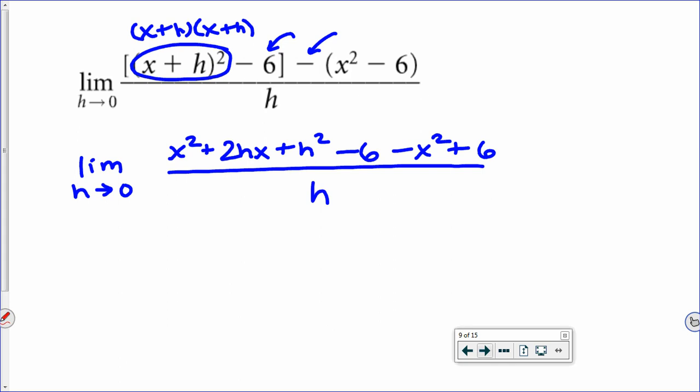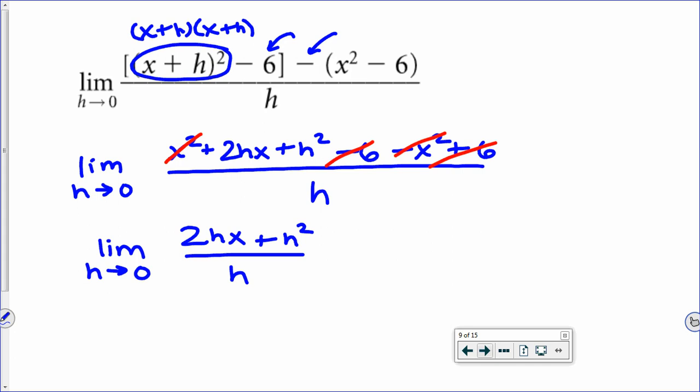But now you can see what's going to happen. This x squared and this minus x squared cancel out. This minus 6 and this positive 6 cancel out. And so my numerator, and I haven't done the limit yet, I have not made h become 0, so I'm going to keep writing that, is 2hx plus h squared over h. And I can try to simplify this because they're both over h, right? I can imagine either factoring out an h from the numerator or doing the trick like I did on the first slide where we're separating it into 2 fractions, both over h.